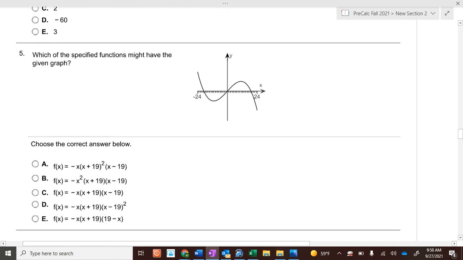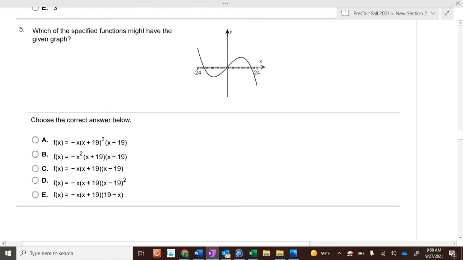Okay. All right. So this one, which one is it most likely to be out of these? Well, what type of a graph is it? Is it a quadratic, a cubic, a quartic, a quintic, what? It's cubic. And it's a negative first term coefficient. So we have to find one that has a negative.